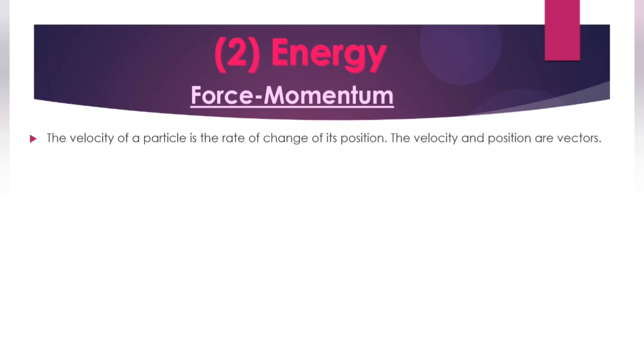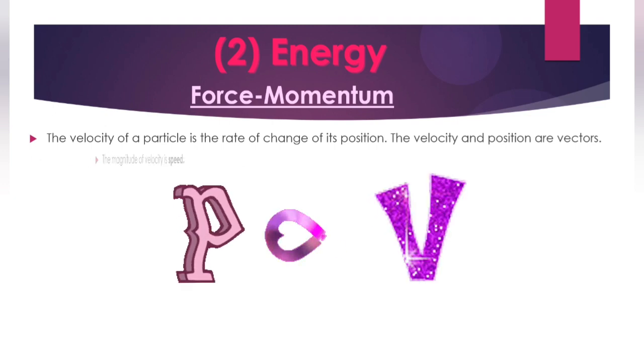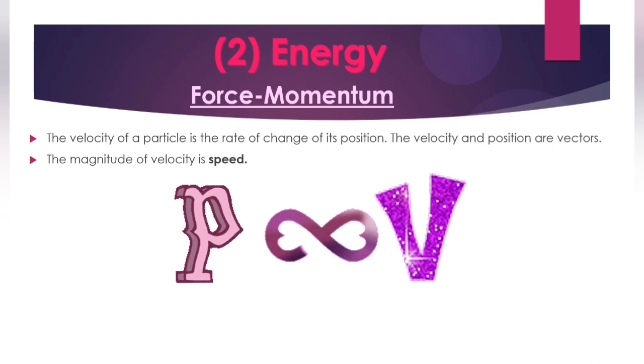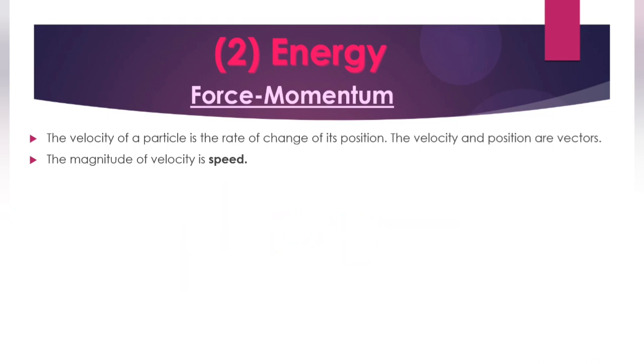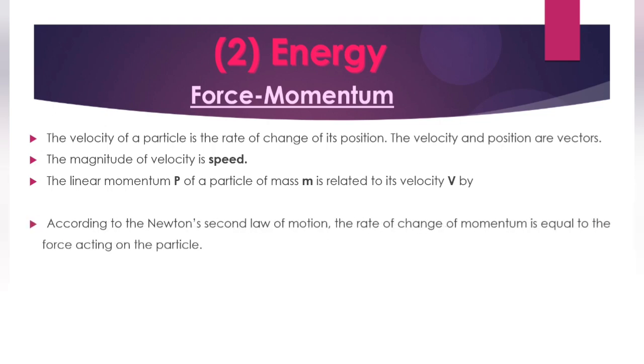Linear momentum is proportional to velocity. If the velocity of matter increases, its linear momentum also increases. The linear momentum p of a particle of mass m is related to its velocity v by p = mv. According to Newton's second law of motion, the rate of change of momentum is equal to the force acting on the particle. Delta p divided by delta t equals F.